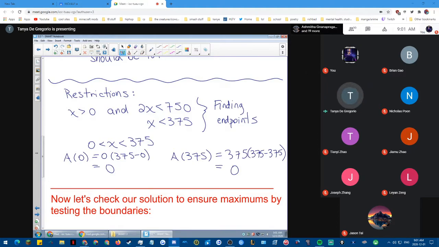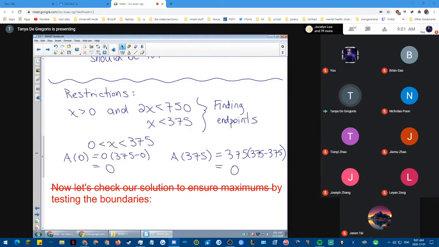So what we notice now is that my endpoints do not affect my solution. Yes? They're definitely not the maximum. Definitely the values I found for x is the maximum. The value I found for x. Good. And y.